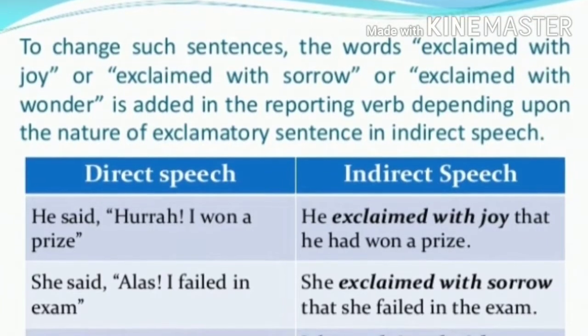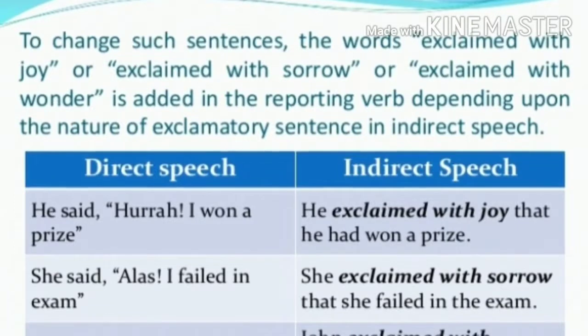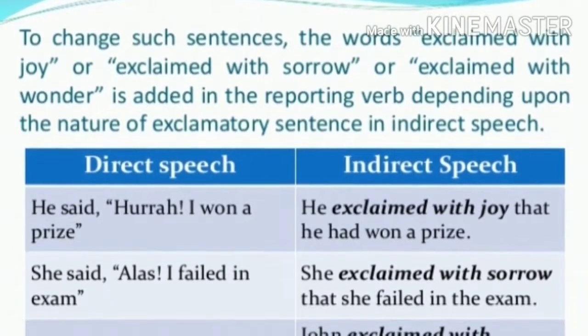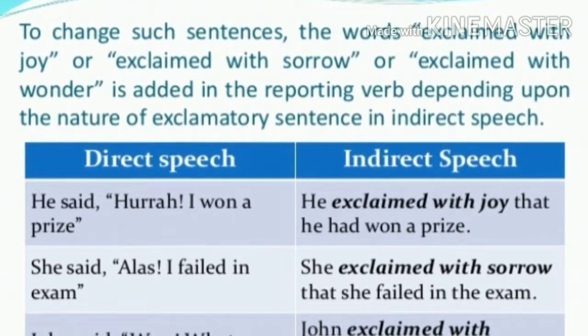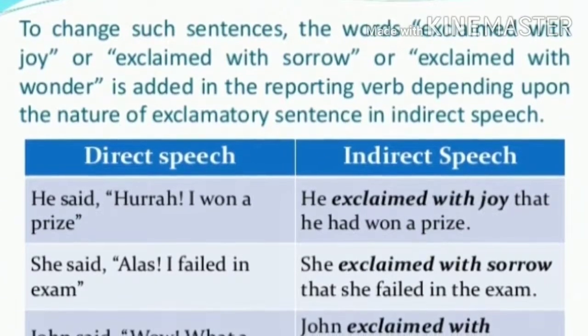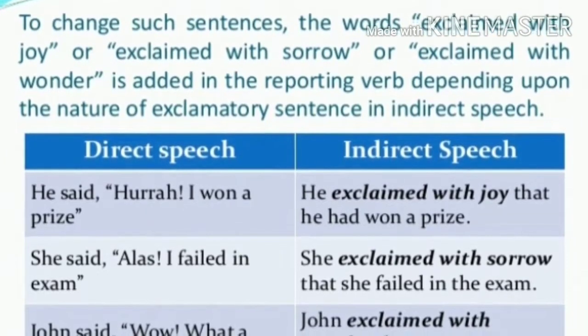So in indirect speech it will become, he exclaimed with joy that he had won a prize. He was happy, right? That is why you will replace this said and you will say he exclaimed with joy that he had won a prize. Alright, you will replace hooray and you are gonna speak this. Next example, have a look.